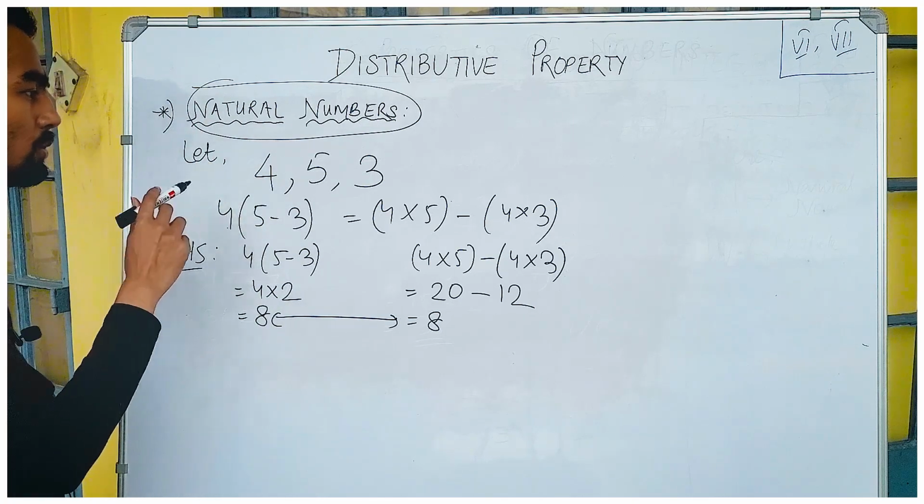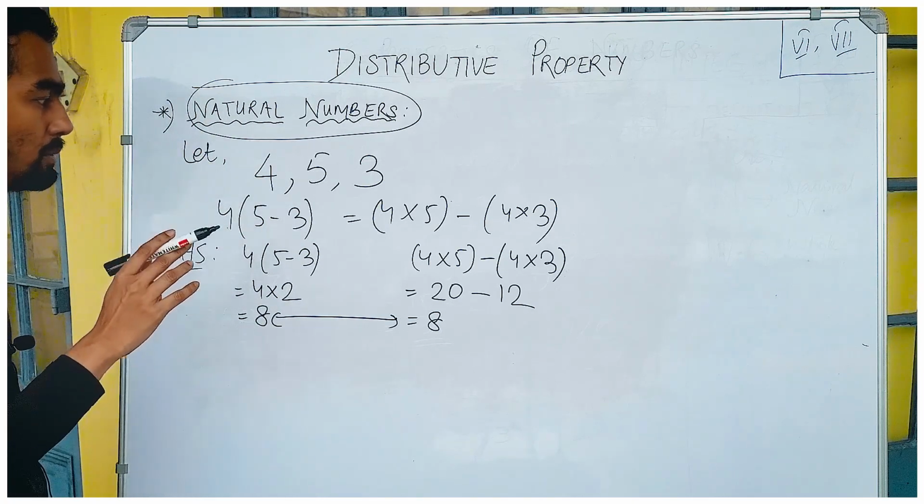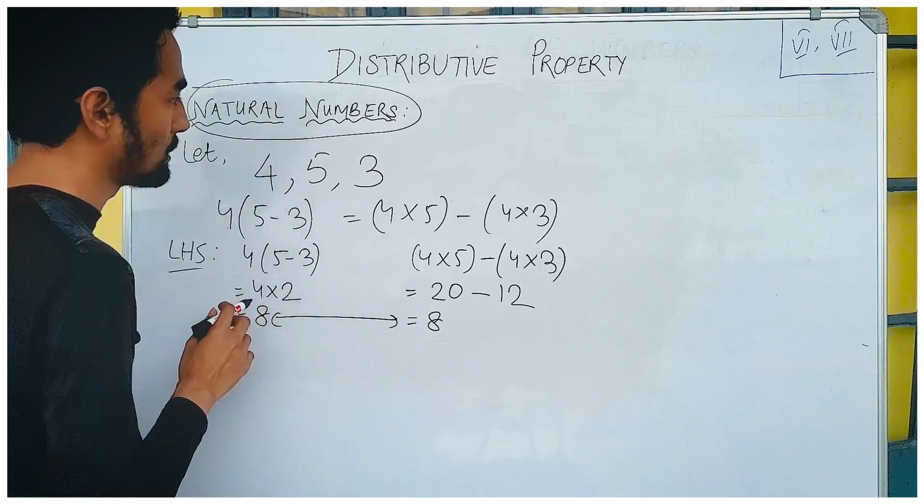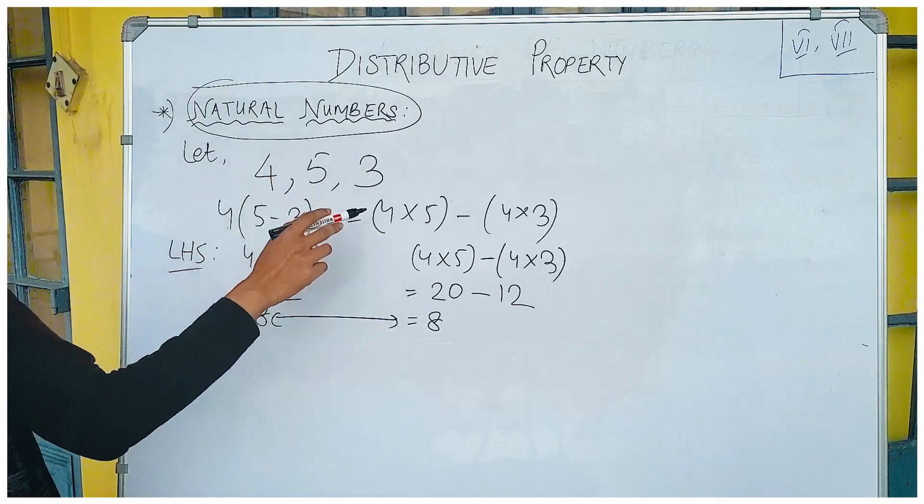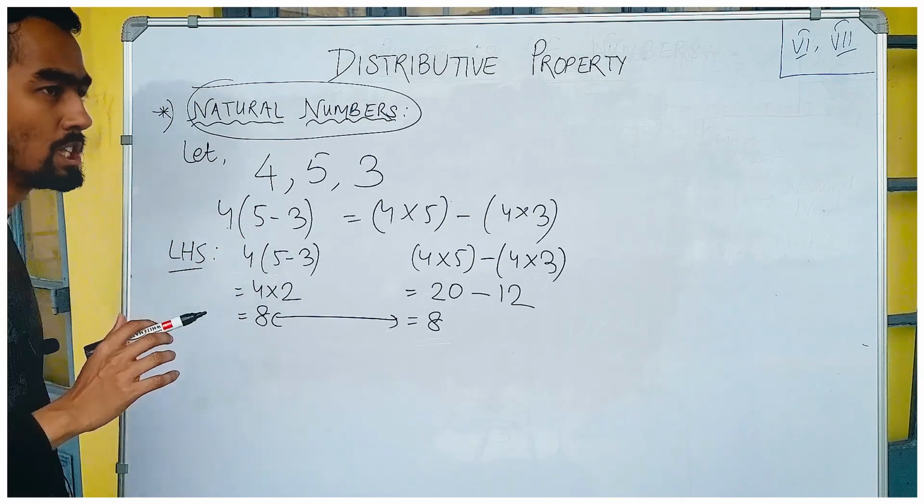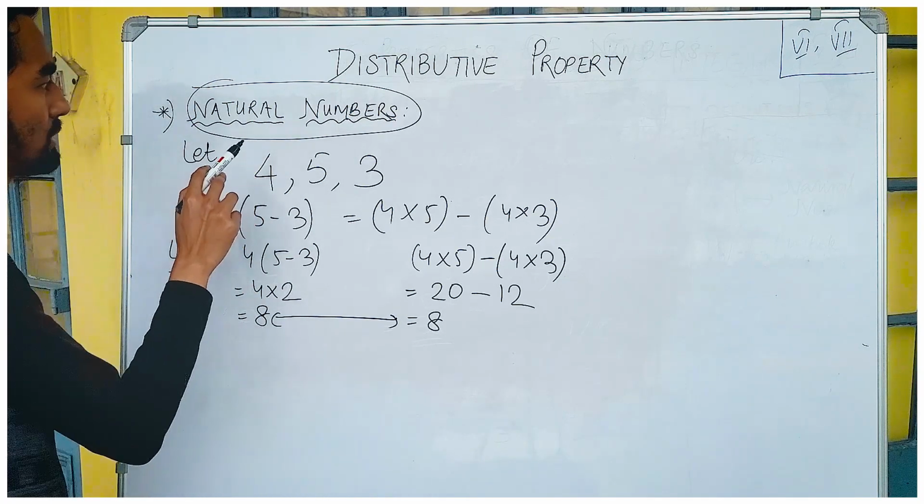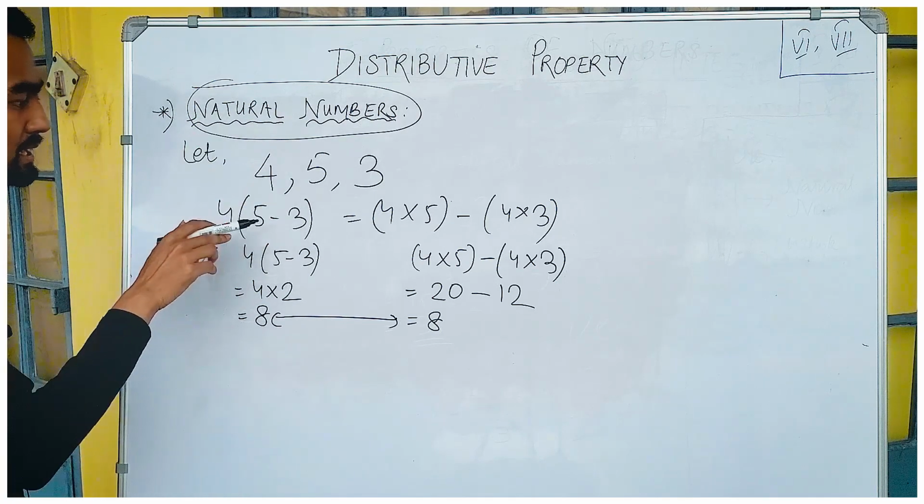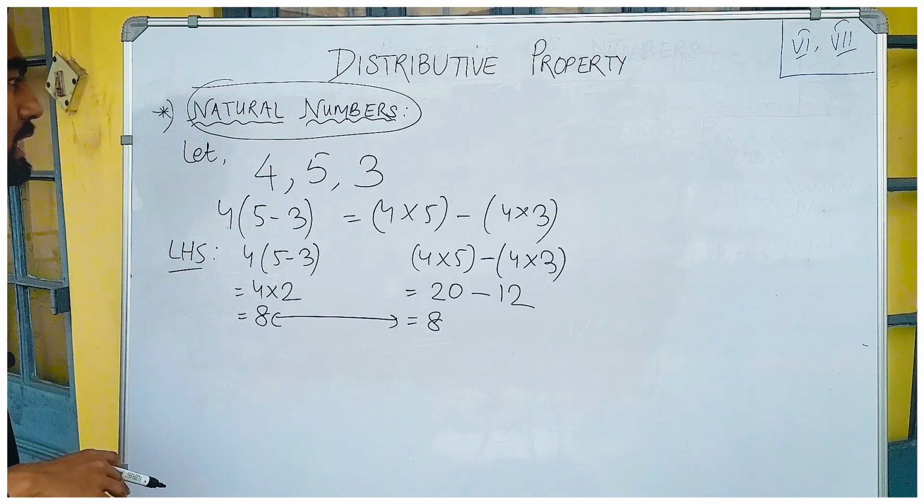So in case of whole numbers also this property is applicable, because 4, 5 and 3 are all whole numbers also. So similarly, if we do this operation in the same way, this property will be satisfied for whole numbers also. So I hope that I will not have to show it for whole numbers also, because it is exactly the same as we have done it here. Okay, now we'll go to integers.